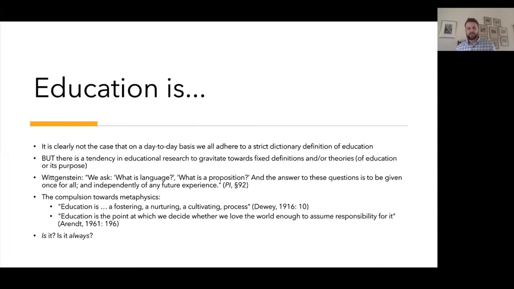Wittgenstein describes this tendency as common to all sorts of other questions as well. So what is language? What is a proposition? And we feel like we have to give an answer to these questions once and for all, and independently of any future experience. The idea that we don't want what we say now to be contradicted by encounters or experiences in the future.